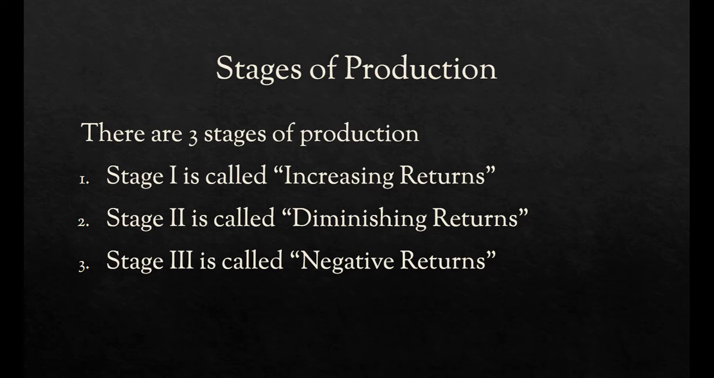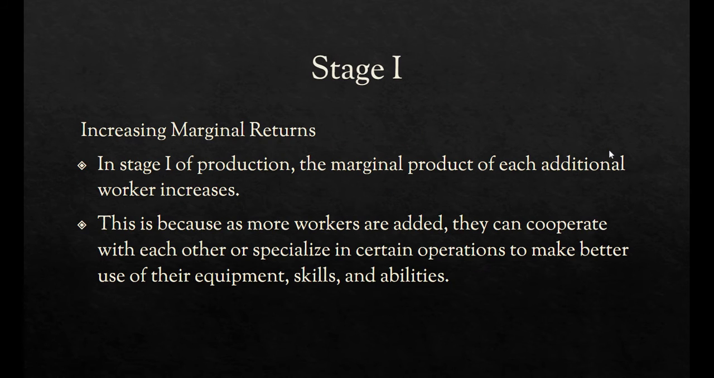So to demonstrate what this looks like, we have 3 stages of production. Stage 1 is increasing returns, stage 2 is diminishing returns, and stage 3 is negative returns. All right, so increasing marginal return means that in stage 1 of production, the marginal product for each additional worker increases. So the number of products each additional worker adds to the total output is increasing.